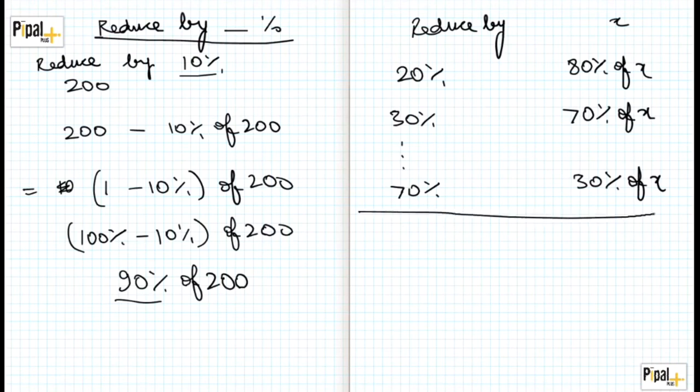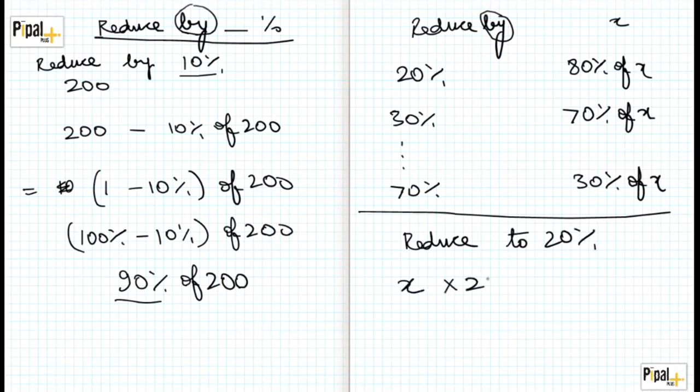Now, just like last time I had a problem with "by", I may have problems with "to" also. If I'm asked to reduce to 20% instead of reduce by 20%, then I simply multiply the original number by the percentage to which I want it reduced. Reduced by 20% meant I removed 20% from the original number, but reduced to 20% means I simply multiply this number by 20% and I get my answer.